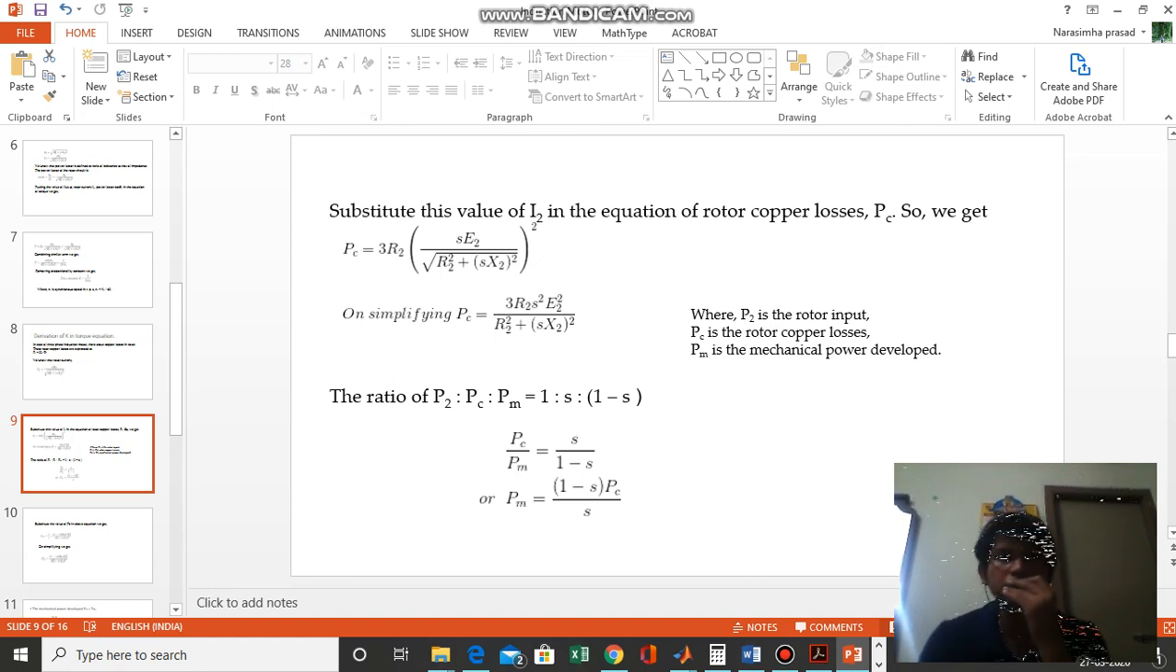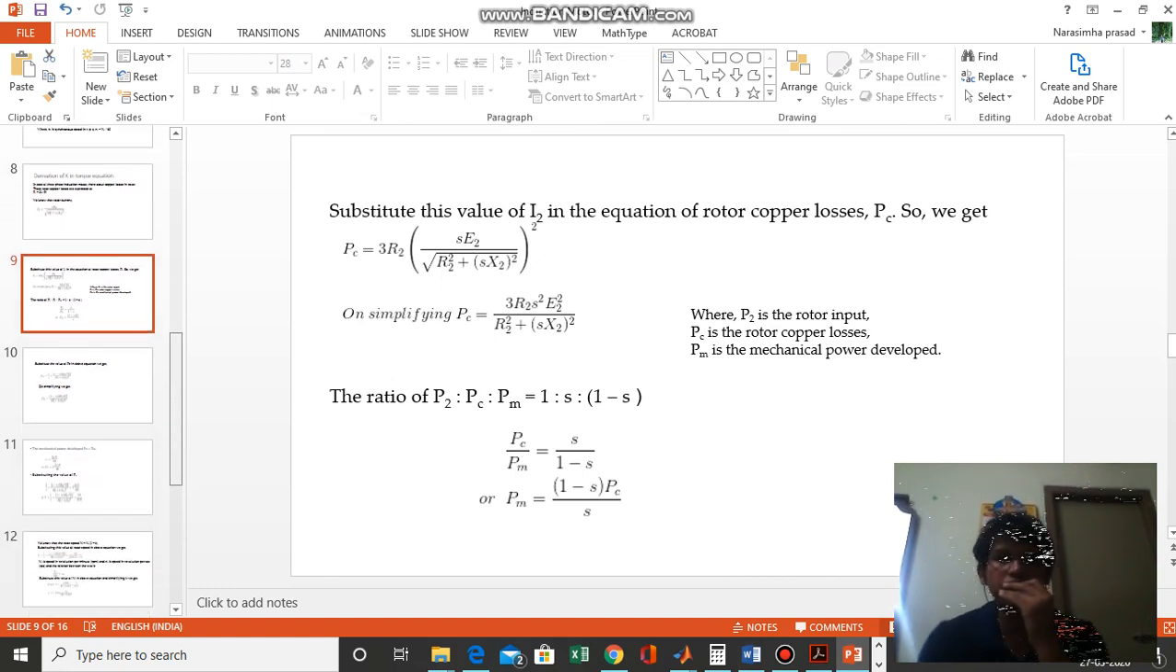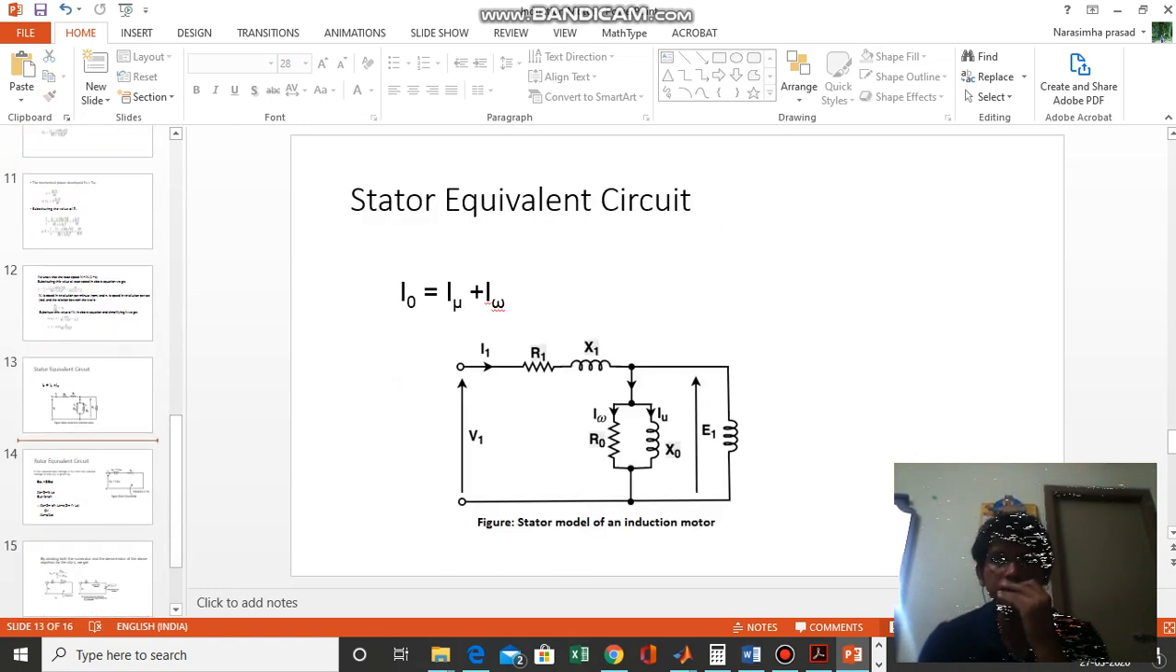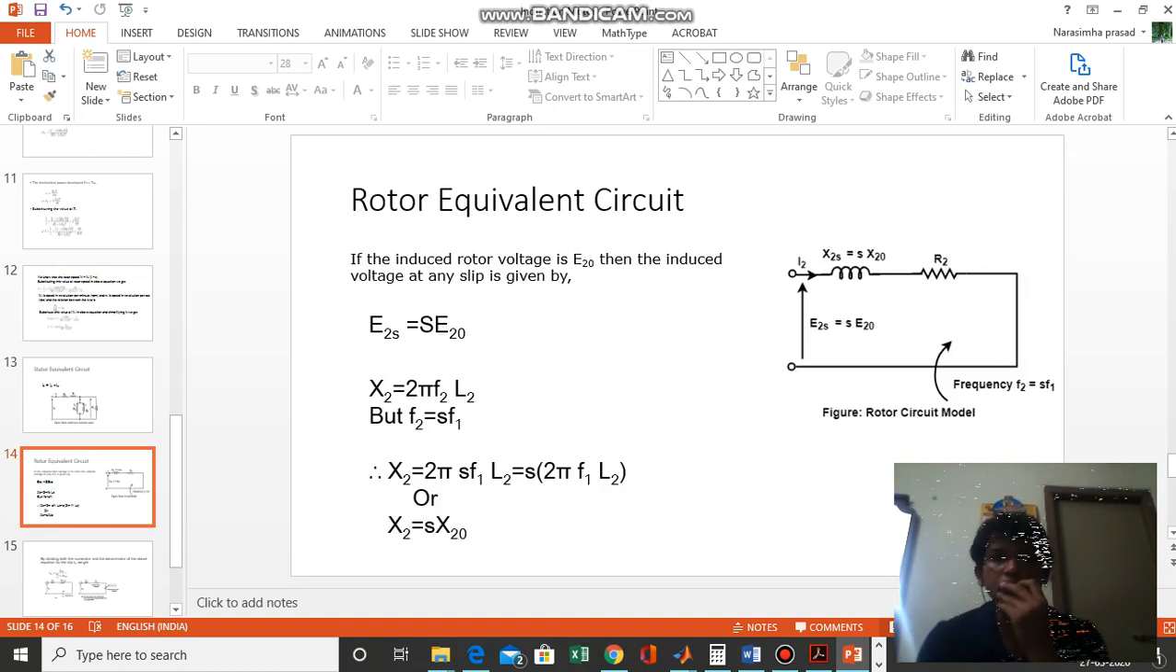Rotor copper losses means, so see here, first of all you have to understand what the equivalent circuit is. In the case of a transformer, the primary equivalent circuit is like this. I already told you, transformer and induction motor are similar to each other in construction on the stator side, whereas on the rotor side, the main difference is the secondary is short circuited.